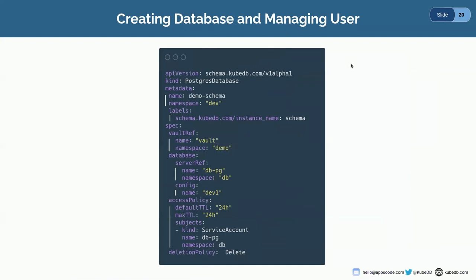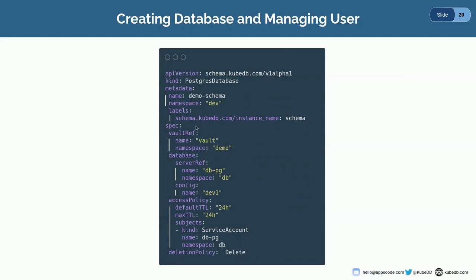For creating a database and managing a user, I'm going to use this YAML. As you can see, the name of the instance is demo schema, which will be running in dev namespace. And here you can see we have a level name schema, this schema will access KubeDB.